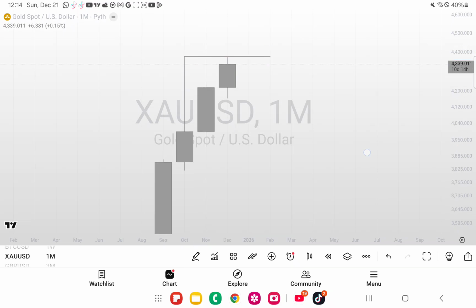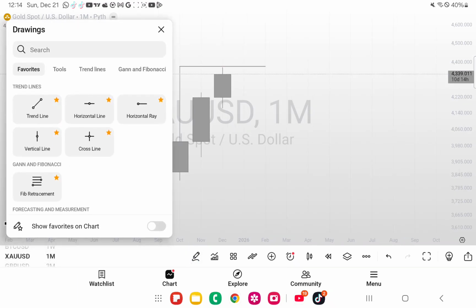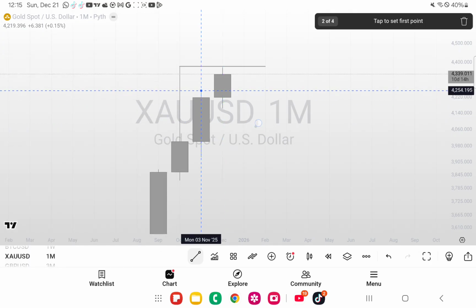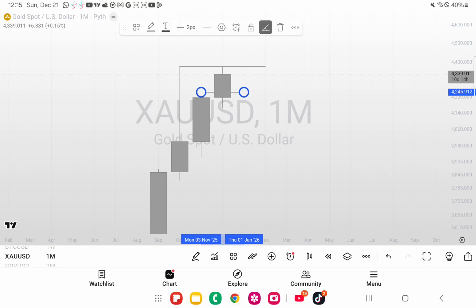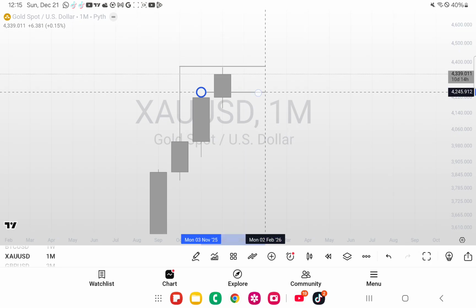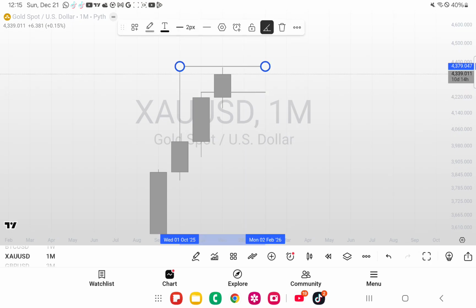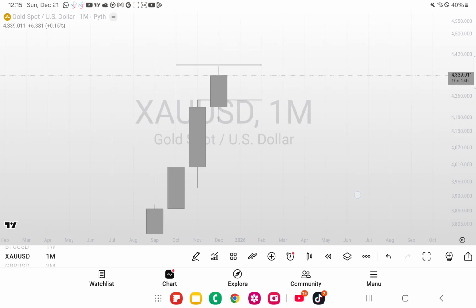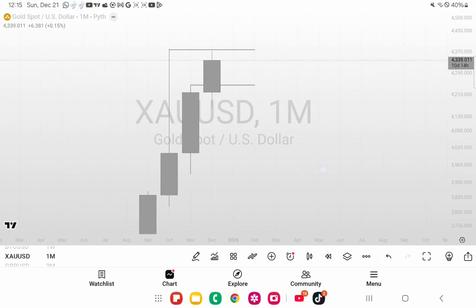And where is the market coming from? The market is coming from this key level. This was the previous month key level, previous month high. So that's where the market is coming from, and this is where the market is heading to. So now let's scale down on the smaller time frame and see what is happening.